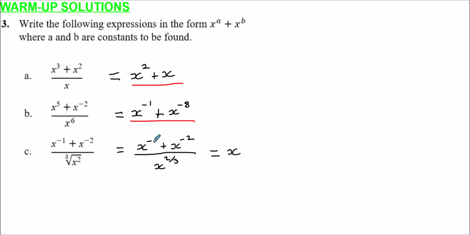x to the power minus 1 minus 2/3, which is x to the power minus 5/3. And the second term here, minus 2 minus a further 2/3, that gives us minus 8/3, like so.